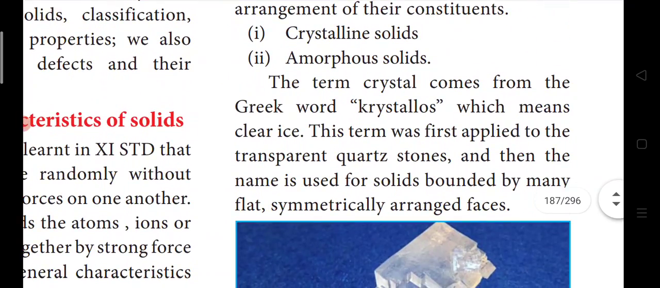Now moving on to the explanation of crystalline and amorphous. The term crystal comes from the Greek word crystallos, which means clear ice.